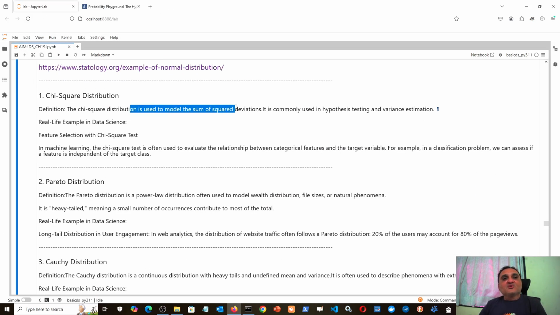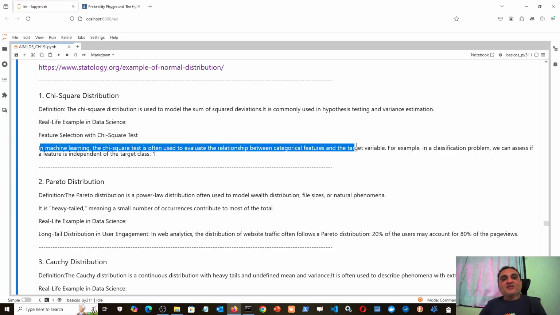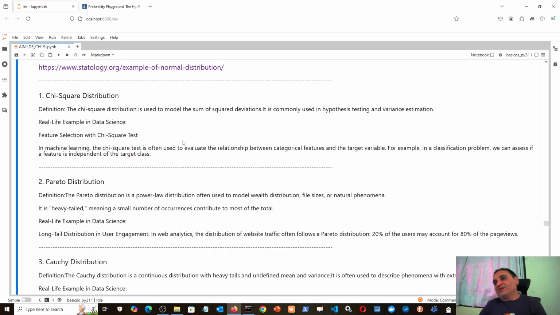Now this is the chi-square distribution. Chi-square distribution is used to model the sum of squared deviation, and it is used in hypothesis testing and variance estimation. What is its real life example in data science? This is important: the chi-square test is often used to evaluate the relation between categorical features and the target variable. For example, we were doing one particular project for property price prediction of India's six metro cities, that is Delhi, Mumbai, Kolkata, Hyderabad, Chennai, and Bangalore. I had the real data of all these six cities, and I was asked to build a predictive model, deploy it on cloud, including the user interface and everything.